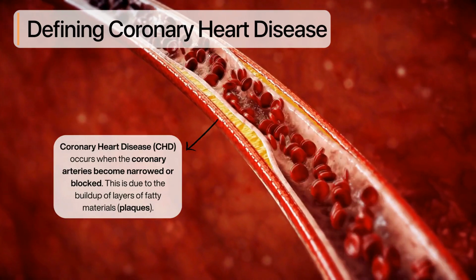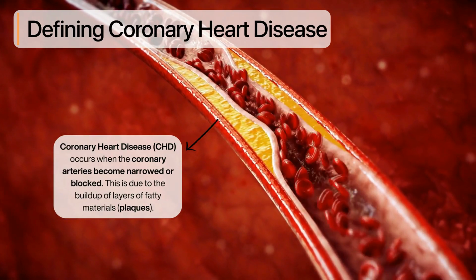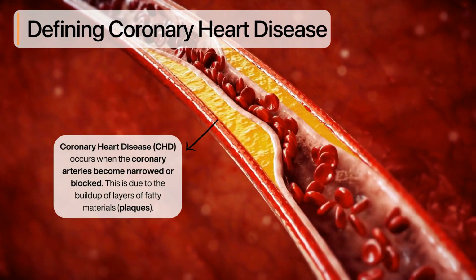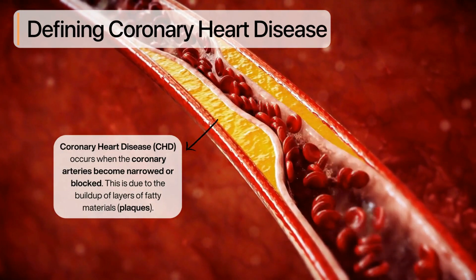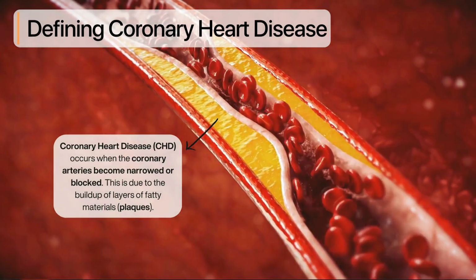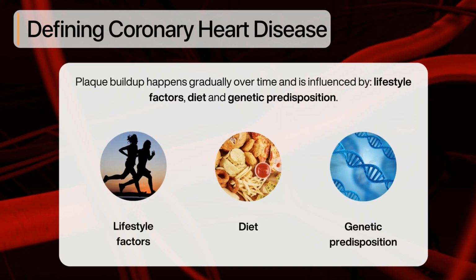Coronary heart disease occurs when the coronary arteries become narrowed or blocked. This narrowing or blockage is due to the buildup of layers of fatty materials. These are commonly referred to as plaque. This buildup happens gradually over time and is influenced by lifestyle factors, diet, as well as a genetic predisposition.